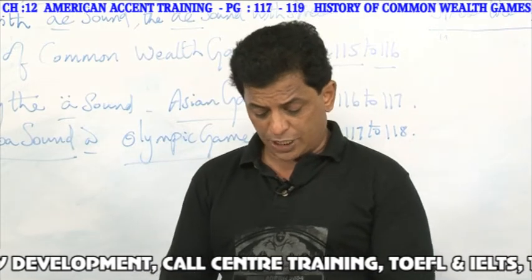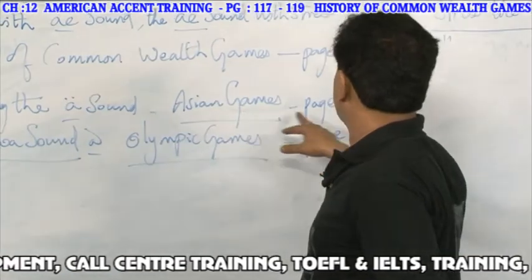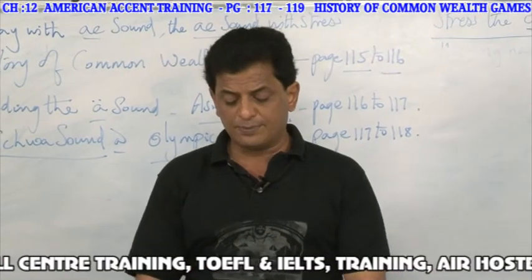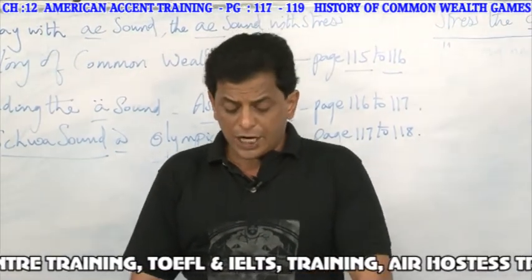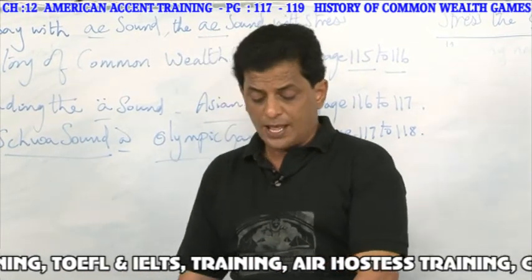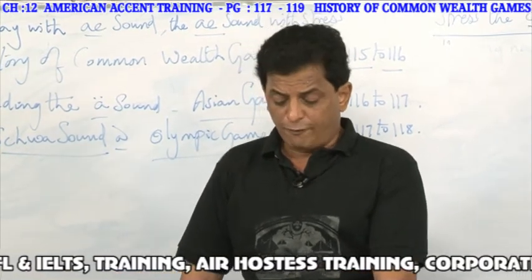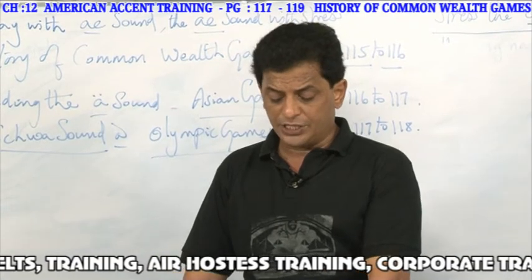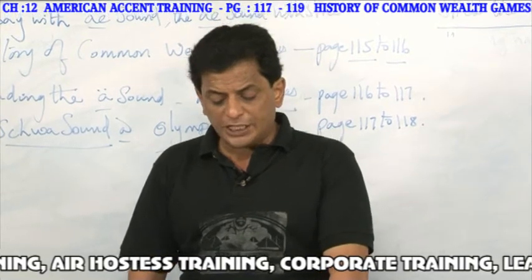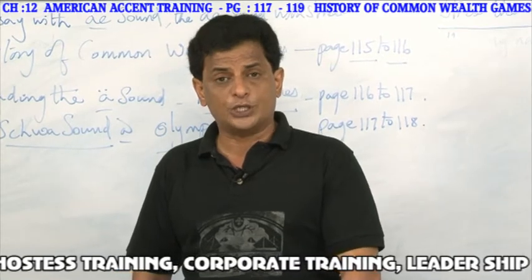So next, take page number 116. It is reading the R sound, the Asian Games, page 116 to 117. What's given here? The Asian Games, which is officially known as Asiad, is a multi-sport event held once in 4 years. The games are recognized by the International Olympic Committee. 46 nations take part in these games, including Israel. 44 sports competitions were presented in Asian Games history, including the 2010 games.